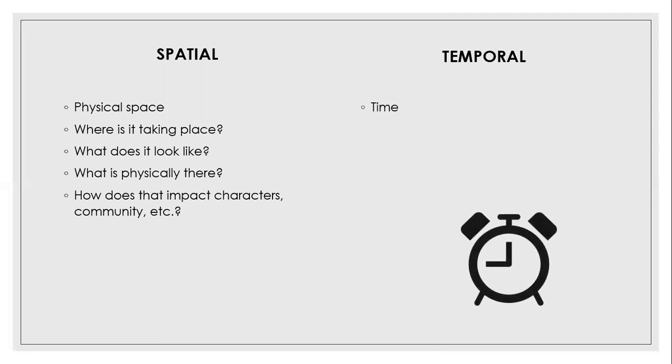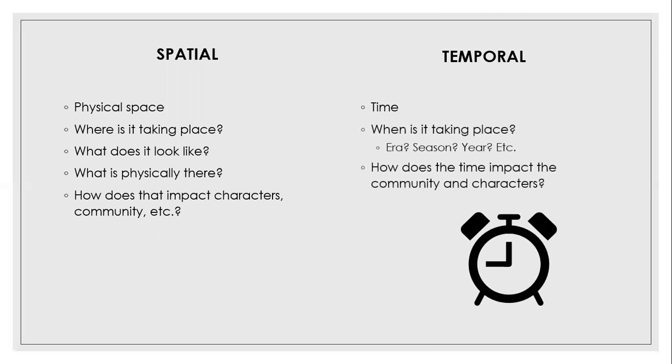Temporal setting is time. So that is thinking about when is it taking place? Is it taking place in a particular era or particular season or year? Why is that important? Are there flashbacks going back into the past? Are there flash forwards taking you way into the future? Is it just in the present? Thinking about why the author might have chosen these particular temporal settings, and then how that might impact the community or these characters in your text.